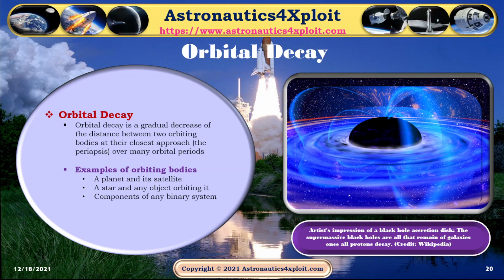Orbital decay. Orbital decay is a gradual decrease of the distance between two orbiting bodies at their closest approach, that is the periapsis, over many orbital periods. Examples of orbiting bodies are a planet and its satellite, a star and any object orbiting it, and components of any binary system. This picture shows an artist's impression of a black hole accretion disk. The supermassive black holes are all that remain of galaxies once all protons decay.